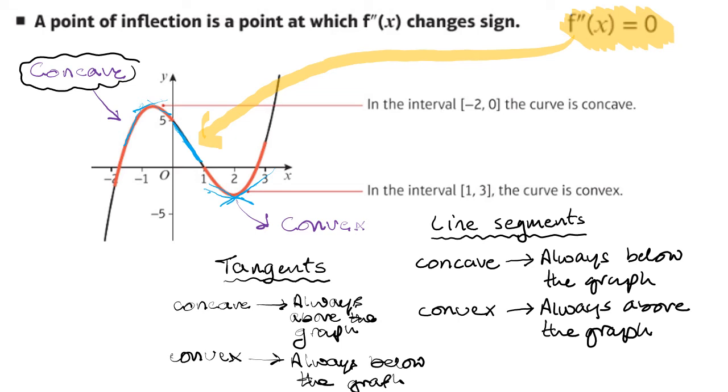So if we were to write that down, a graph may start off being concave, you get a point of inflection, and then it becomes convex, or we could have the opposite. It starts convex, we get a point of inflection, and then it becomes concave.